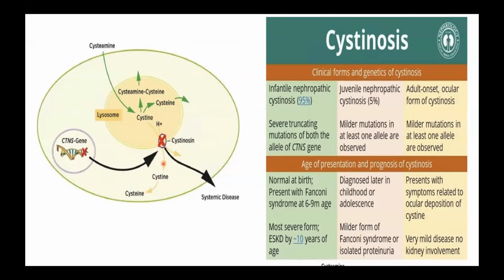This gives rise to the cystinosis disease. If the patient presents with infantile nephropathic cystinosis, although normal at birth, they present with Fanconi syndrome in early infancy, and they reach end-stage kidney disease by 10 years. Another is the juvenile nephropathic form, where there is milder kidney involvement. And another is adult onset, where the ocular involvement is more prominent than the kidney involvement.